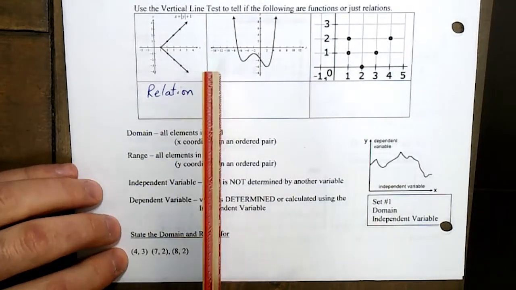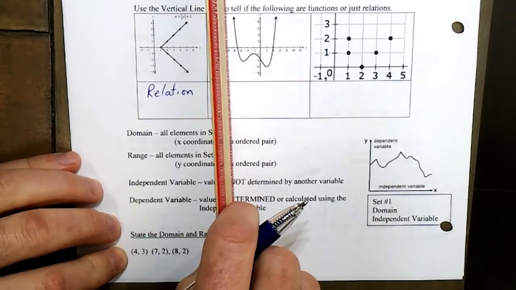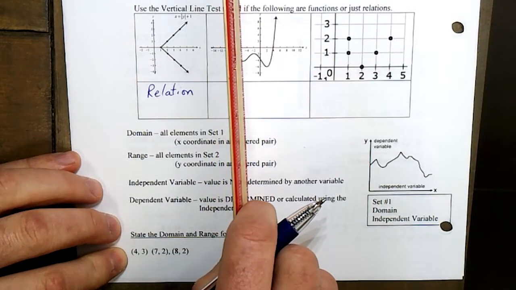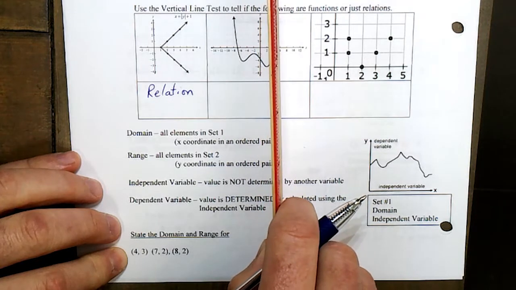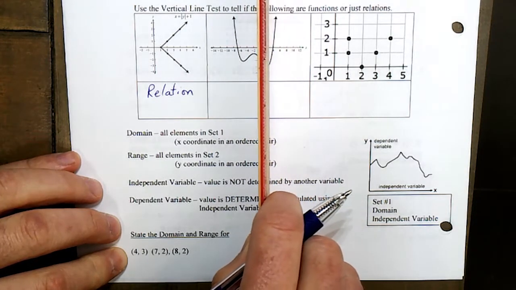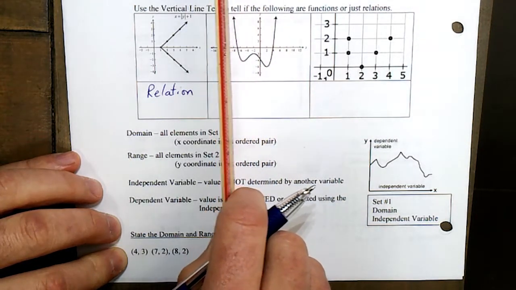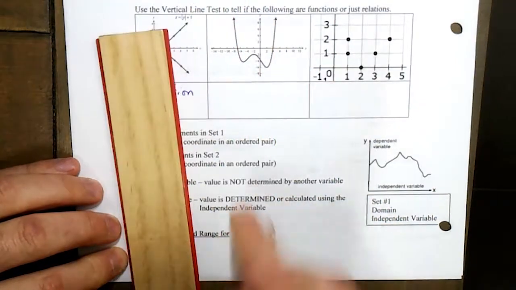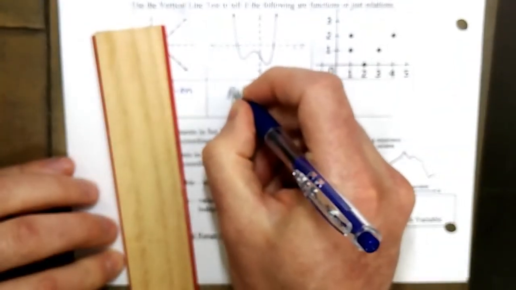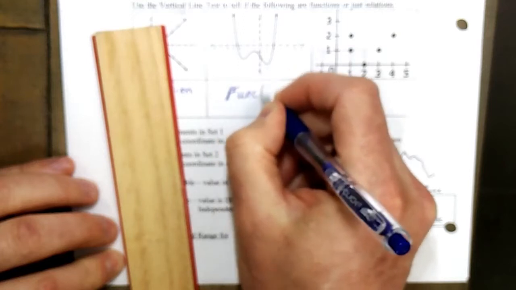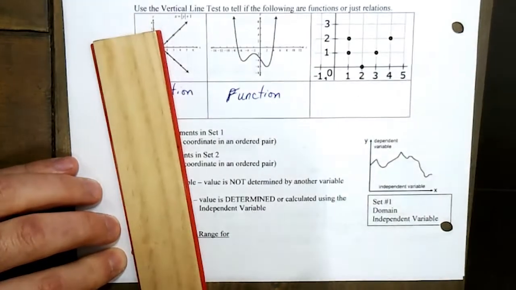Now I'll go to the next one. I take my ruler, use a pencil if you don't have a ruler, and slide it across. At no point do I touch 2 points on this curve. So this is a function. Nobody's cheating. It is a function.